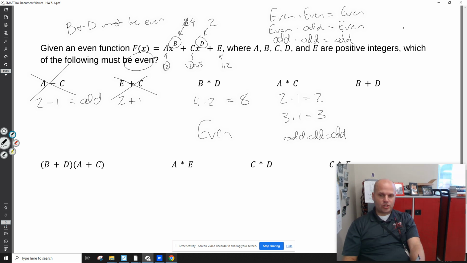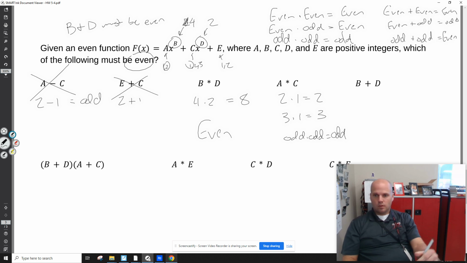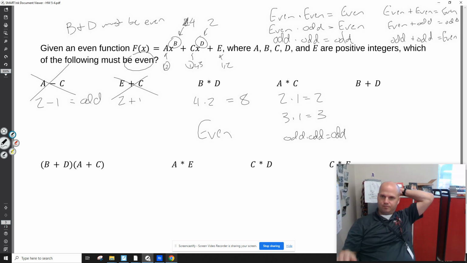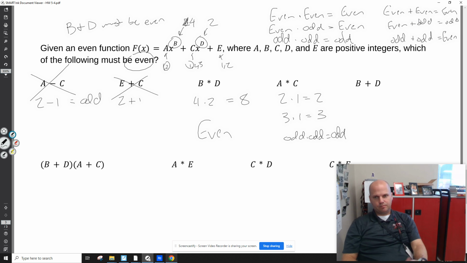Cool. Let's look at sums. 4 plus 2. All right, well, if we have an even number and I add an even number, it's going to be an even number. What about even plus an odd? 4 plus 1. Oh, that's going to be odd. What about odd plus odd? 3 plus 1. 5 plus 3. Even. Okay, so these are some things that we can think about. All right, B plus D. Well, B has to be even, D has to be even, so even plus even's got to be even.